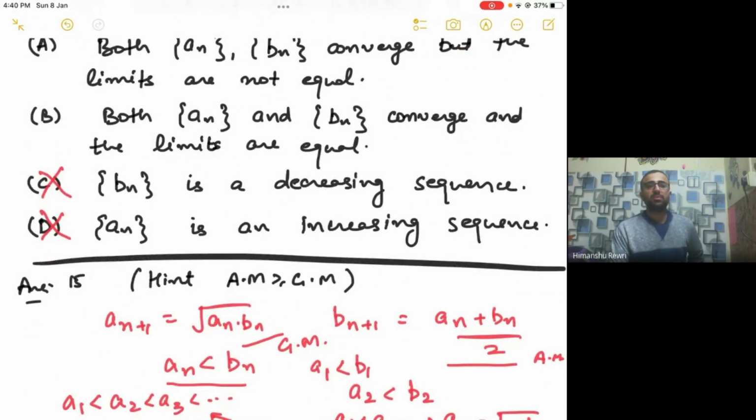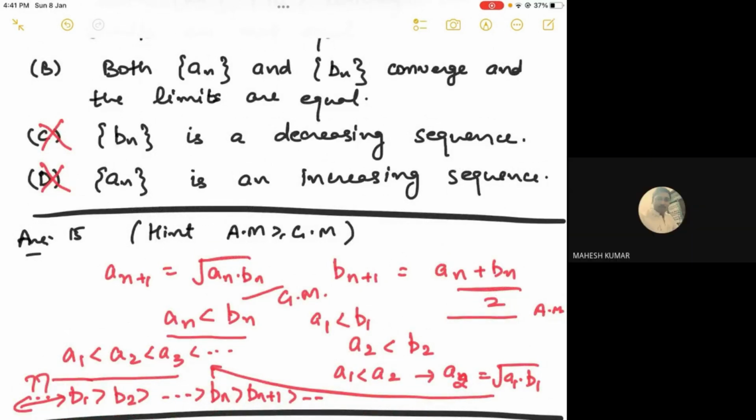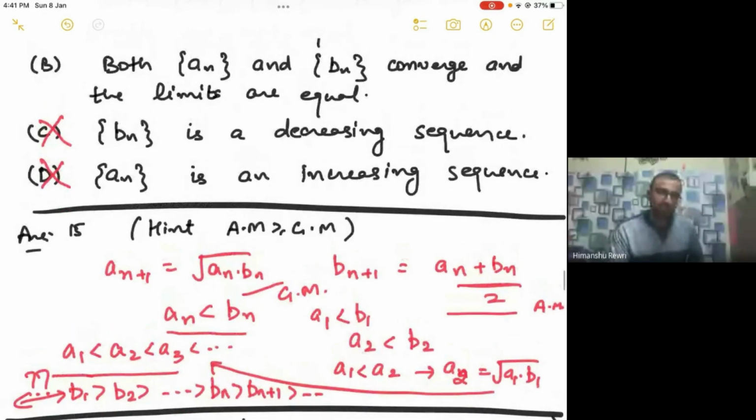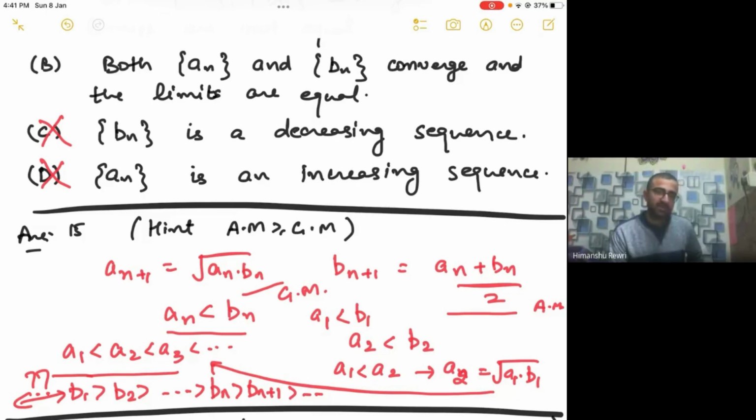Now we have to show that both An and Bn converge, but the limits are not equal. Both An and Bn converge and the limits are equal. So the options are saying that An and Bn both will converge. Note that we have shown that An is an increasing sequence and Bn is a decreasing sequence. If you know the result by the Bolzano-Weierstrass theorem that every monotonic bounded sequence is convergent, then An and Bn are convergent sequences.